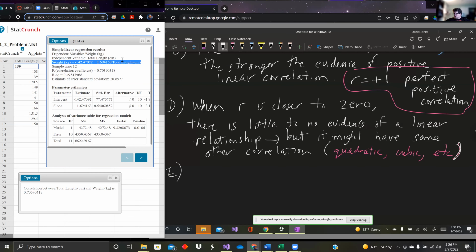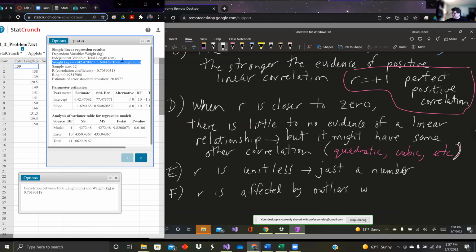It's important to know that R is unitless, which means it's just a number. It's not like R frisbees. It's just a number. And R is affected by outliers. Which means it's not resistant.